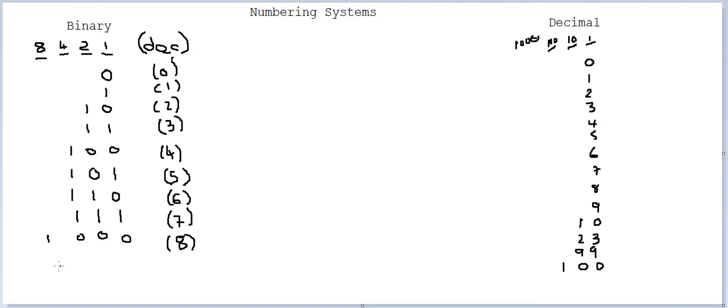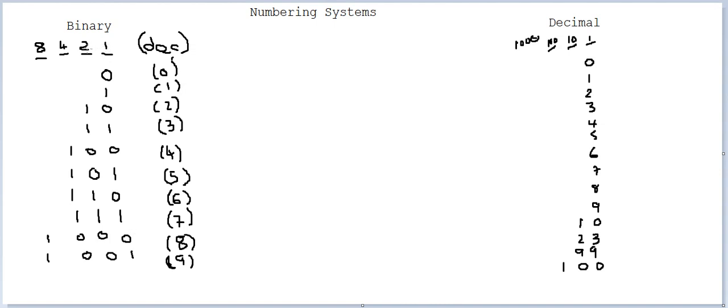So let's do decimal 9. We need an 8 and a 1. That gives us the number 9. So as you can see, in binary, we always start with the 1 on the far right digit.